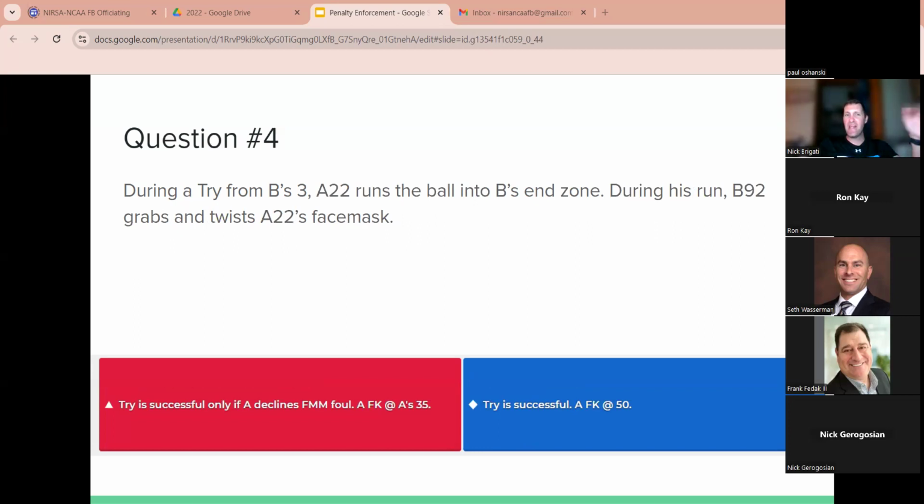During a try from the 3, A22 runs the ball into B's end zone. During his run, B92 grabs and twists A22's face mask. So we have, excuse me, blue. Blue, right? Successful try. Personal foul can be carried over with enforcement. So we then would free kick at the 50. Thanks, Frank. Appreciate it.